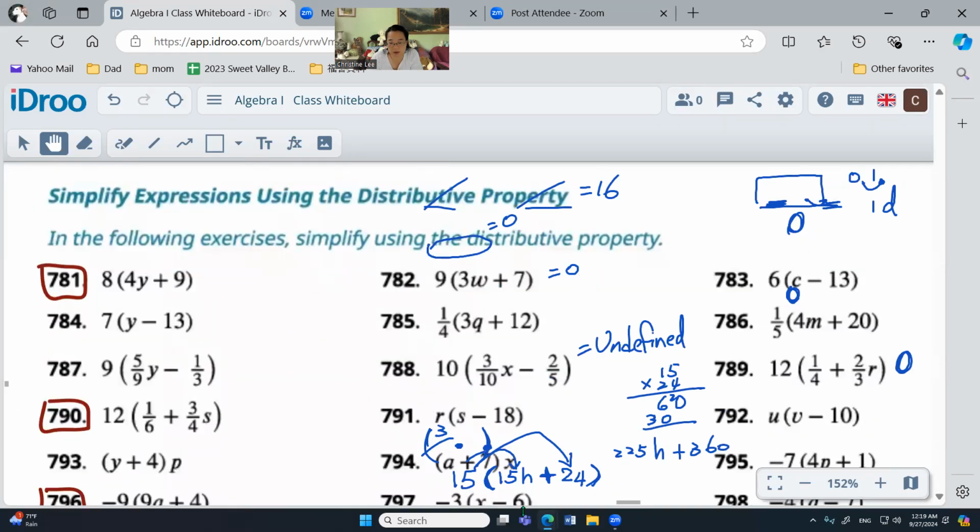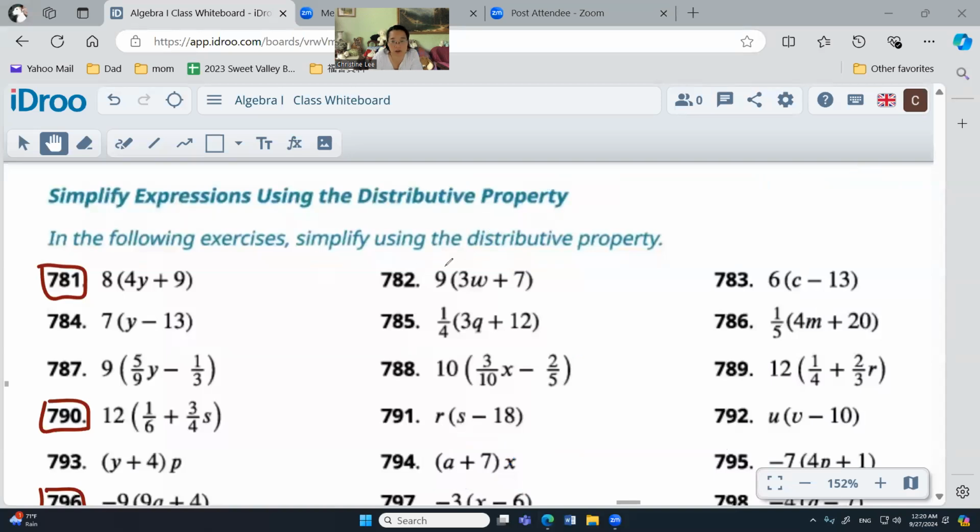Distributive property. We did some of this earlier. So you give it to this, you give it to that. You have two terms. Okay, so multiply the first term, multiply the second term. 9 times 3, 27W plus 9 times 7, 63. Okay, multiply, multiply.